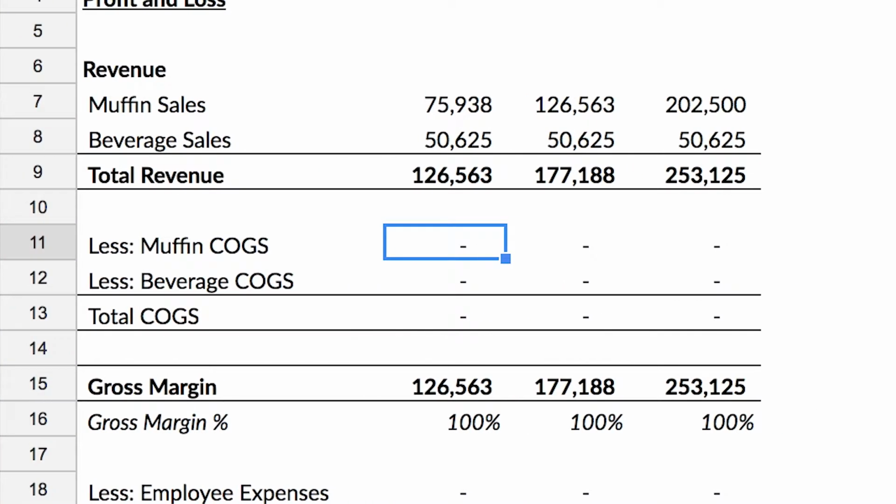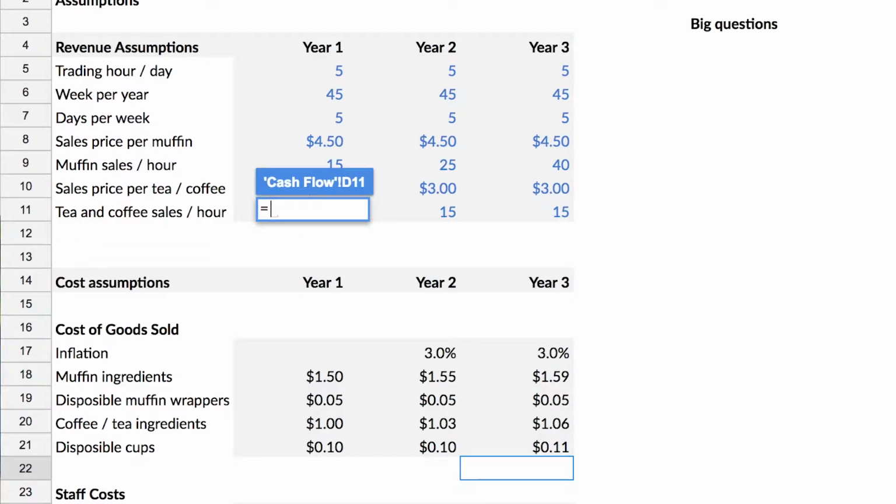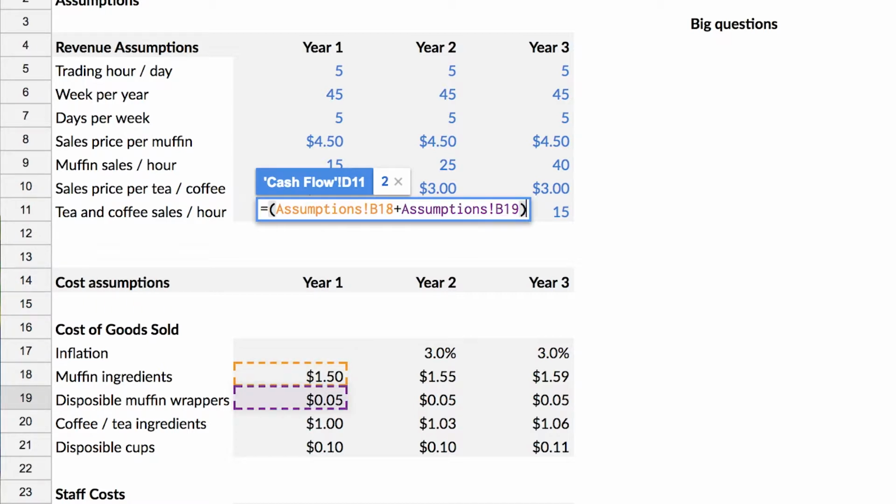So we've got to figure out how much it costs us to produce all the muffins we're going to sell in year 1. So we need some of the assumptions from the revenue, because it's also a function of how many cups of coffee we sell over the course of a year. So let's think about it. If we go back to assumptions, it costs us for each muffin that we sell $1.50 plus 5 cents for each wrapper, right? So it costs us $1.55 in total.